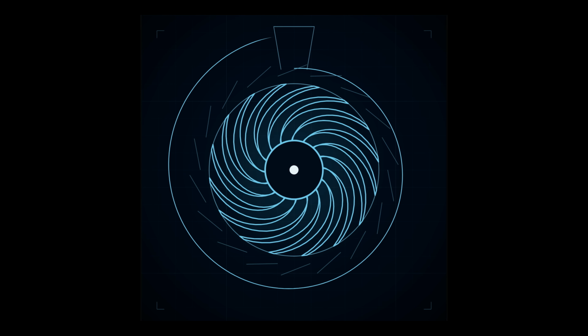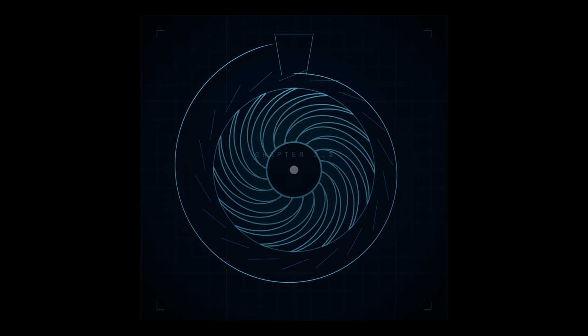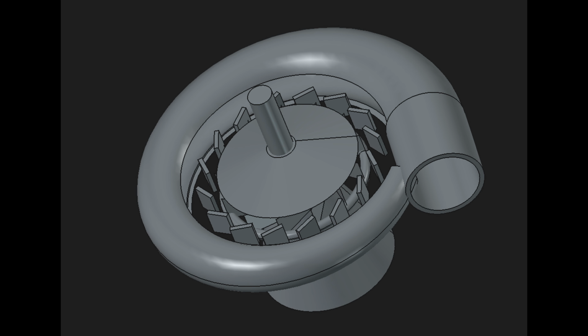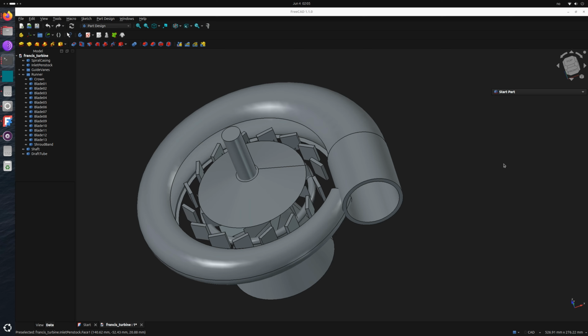Second, Francis, the all-rounder. Francis is the workhorse of Norwegian hydropower and the most common big turbine on the planet. Francis is the middle child. It wants medium head, really anything above 20 meters or so, but swallows far more than a Pelton.